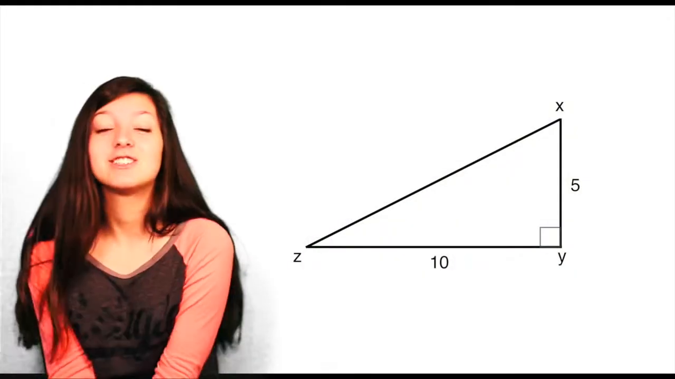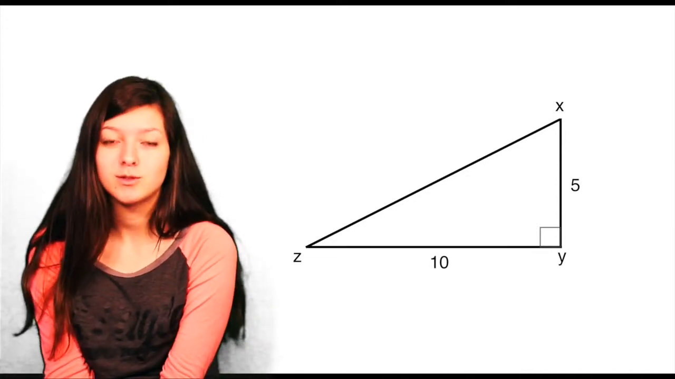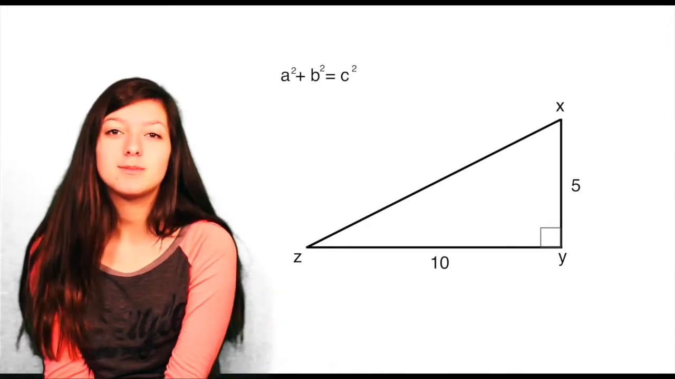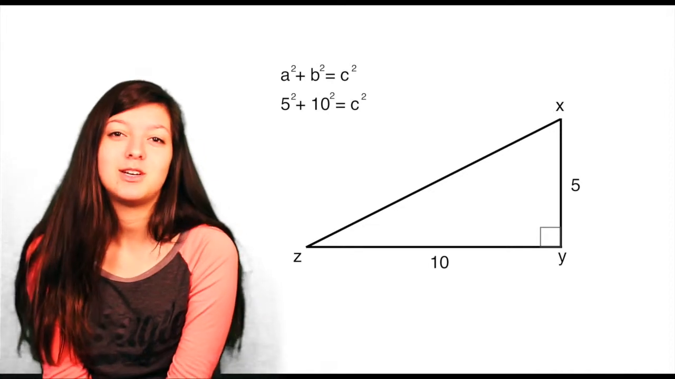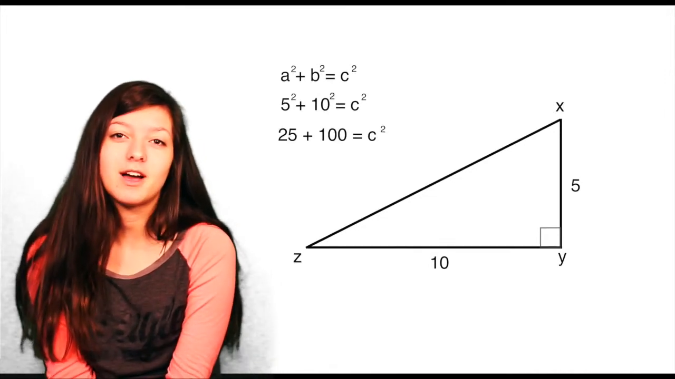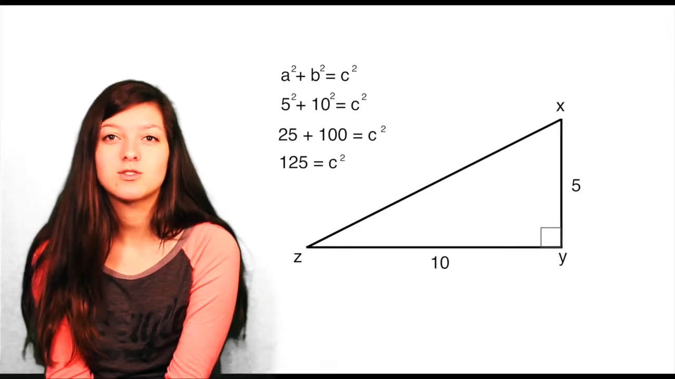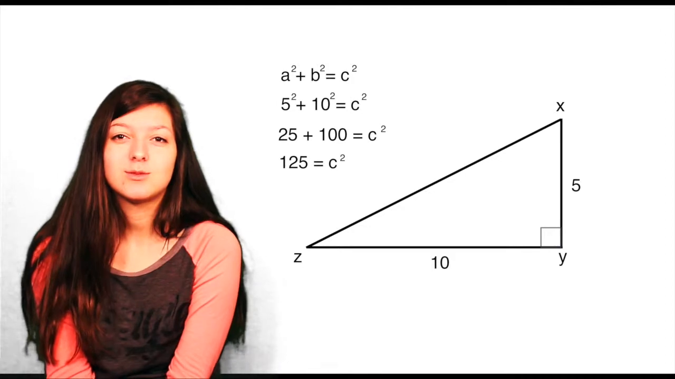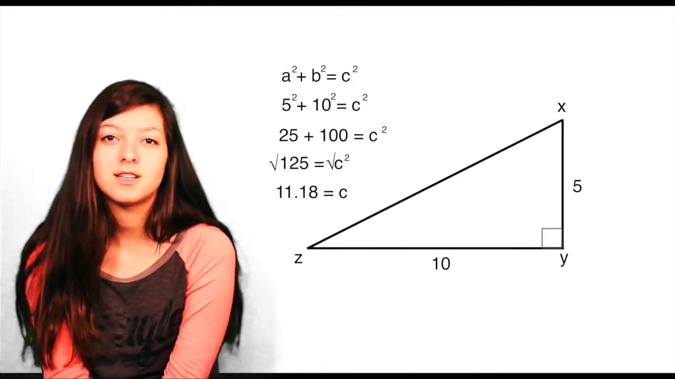Now let's look at an example. The triangle's leg lengths are 5 and 10 centimeters. We need to find the hypotenuse. We can plug 5 and 10 into the equation a squared plus b squared equals c squared and get 5 squared plus 10 squared equals c squared. 5 squared is equal to 25 and 10 squared is equal to 100. 100 plus 25 is 125. So we have 125 equals c squared. If we take the square root of both sides, we get 11.18 centimeters.